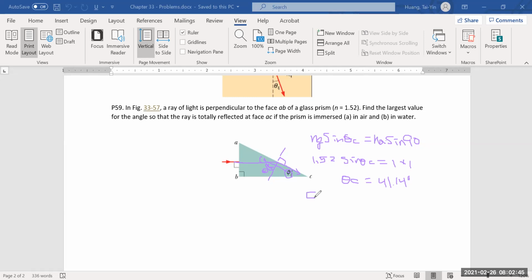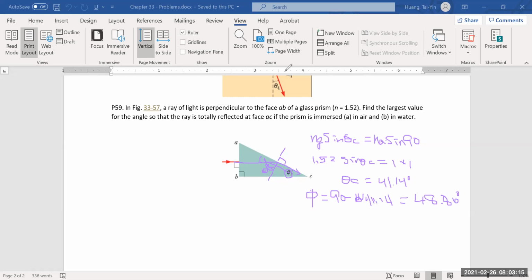So for phi, if you want to calculate that, then you will use 90 minus 41.14. So the final answer for part A is that the angle is 48.86 degrees. Okay, so that's your part A. And that's basically how you do this.